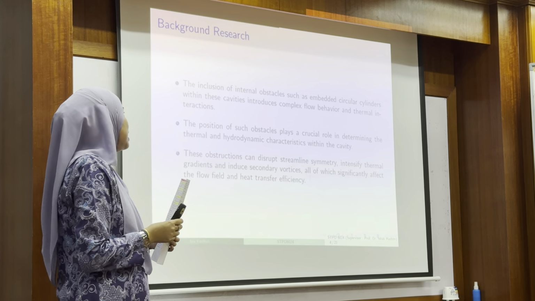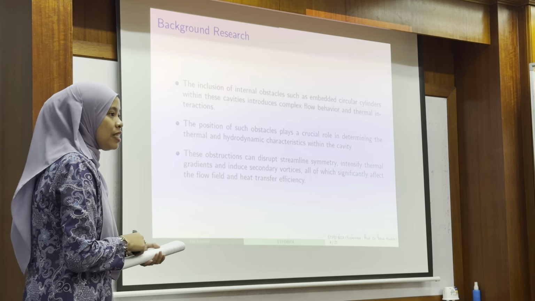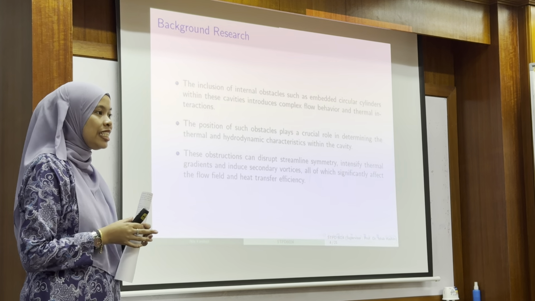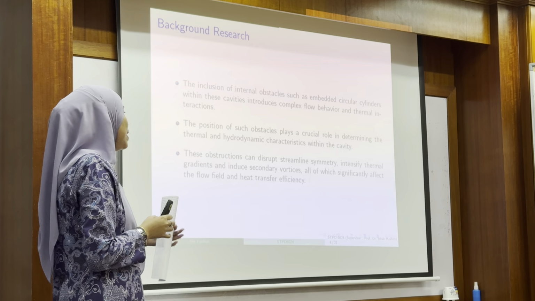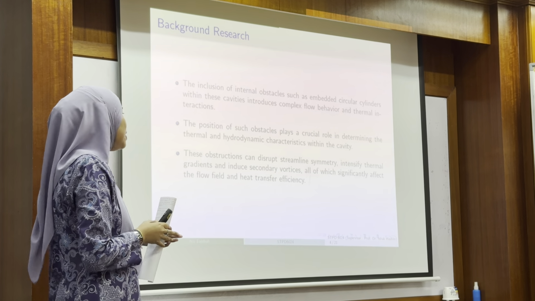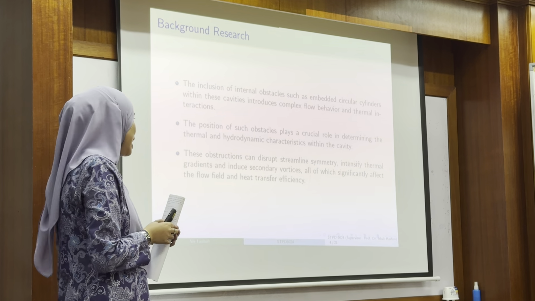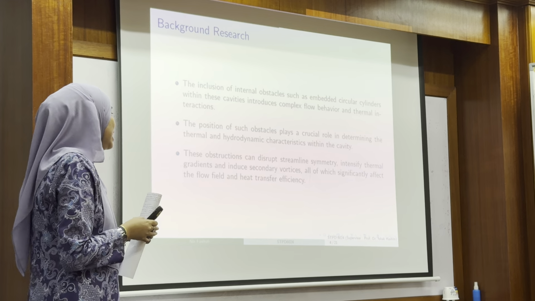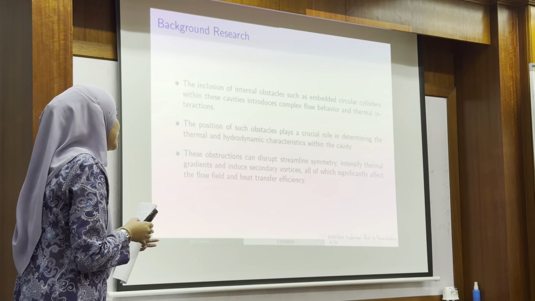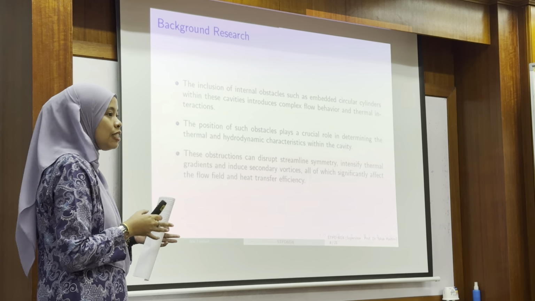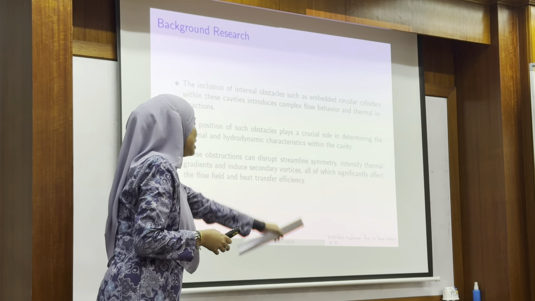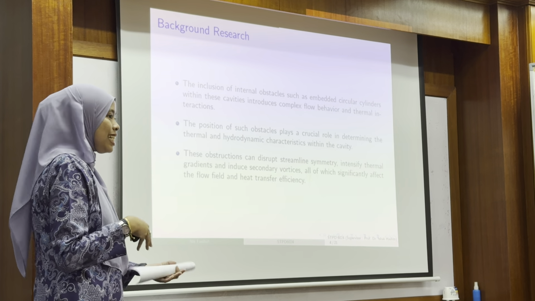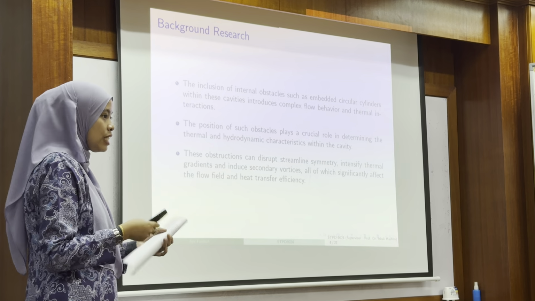Okay, next is the background research. The inclusion of internal obstacles such as embedded circular cylinders within this cavity introduces complex flow behavior and thermal interactions. The position of the obstacles plays a crucial role in determining the thermal and hydrodynamic characteristics within the cavity. This obstruction can disrupt streamline symmetry, intensify thermal gradients, and induce secondary vortices, all of which significantly affect the flow field and heat transfer efficiency. For your information, the vortices mean that the fluid flow can rotate around an axis, which is straight or curved.